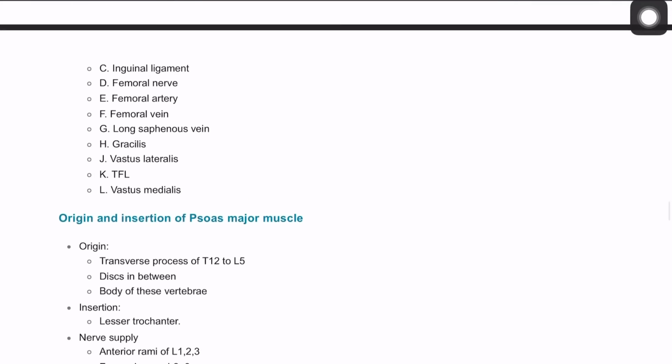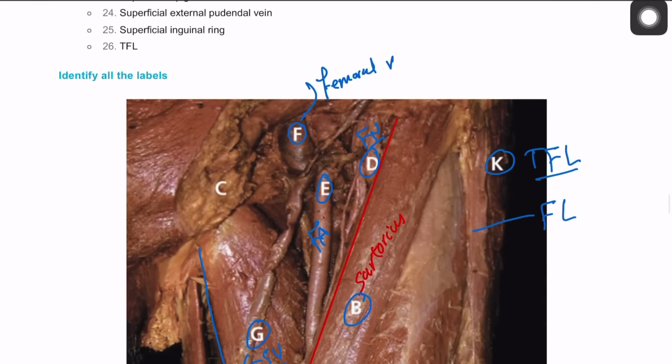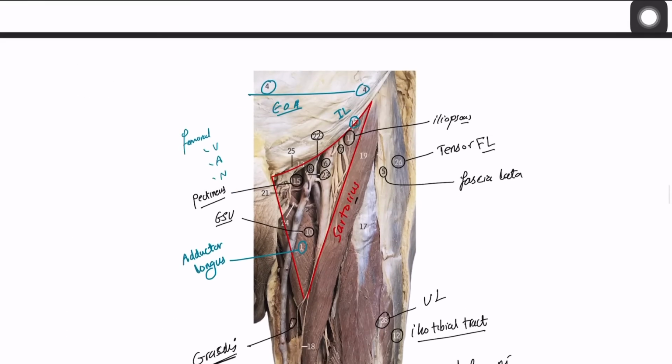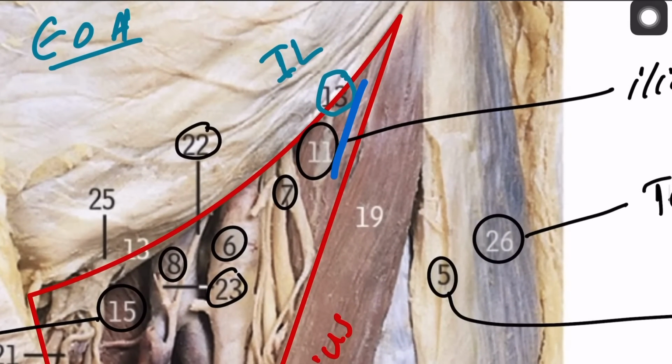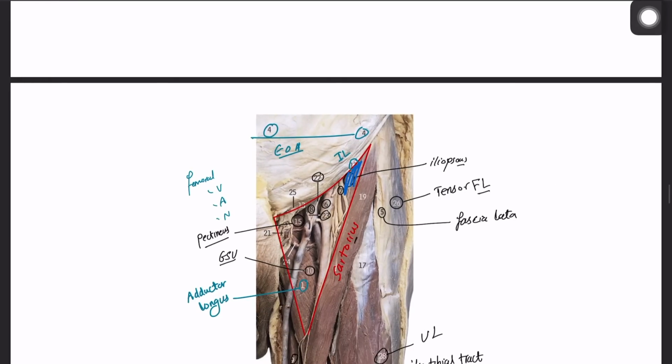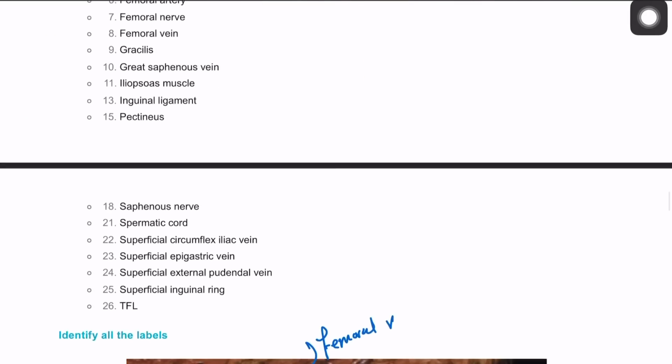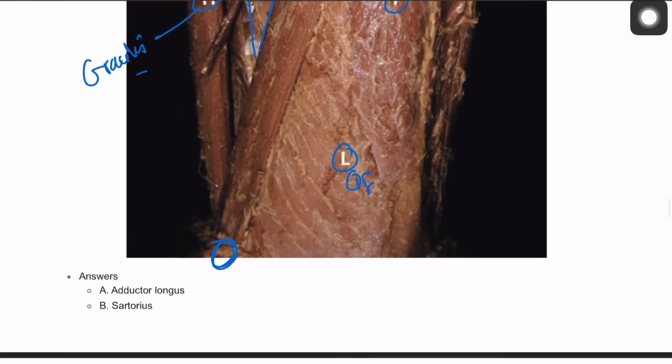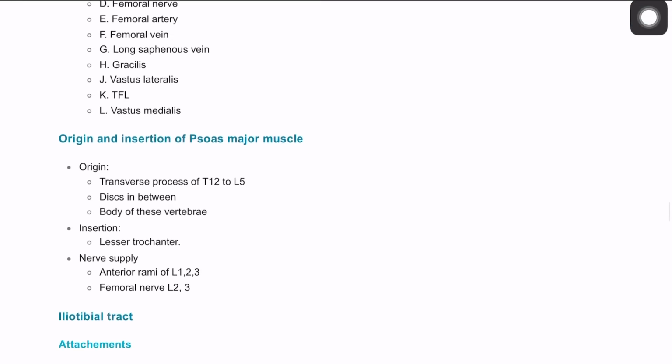Another question is asking, remember we talked about the psoas major muscle, or the iliopsoas muscle, which was here, number 11. This is the psoas major muscle. In terms of its origin and insertion, we always remember the insertion as the lesser trochanter of the femur. In terms of origin, it usually comes from the transverse processes of T12 to L5.